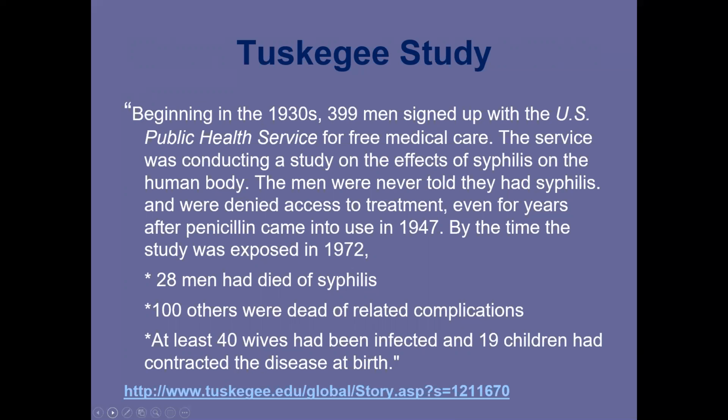And they were denied access, not to overall treatment, but to specific treatments that existed for syphilis, even after penicillin came into widespread availability and use in 1947. By the time the study was exposed in 1972, so a long while later, 28 of the men had died of syphilis, hundreds of others were dead of related complications, and at least 40 of the wives had been infected, and 19 of the children actually contracted it as well. The link on the bottom here is for those of you who want to learn more about it. And again, it was one of the examples of research ethics gone totally wrong.